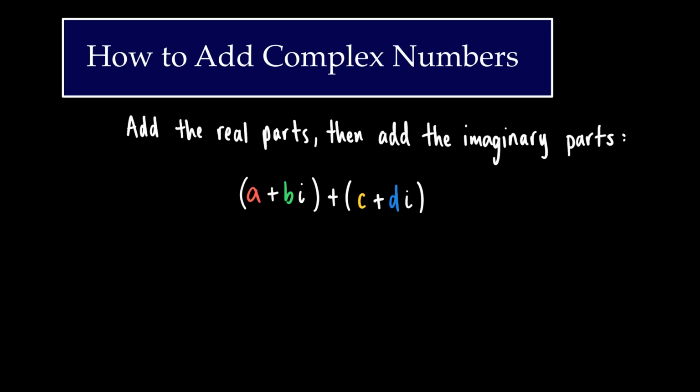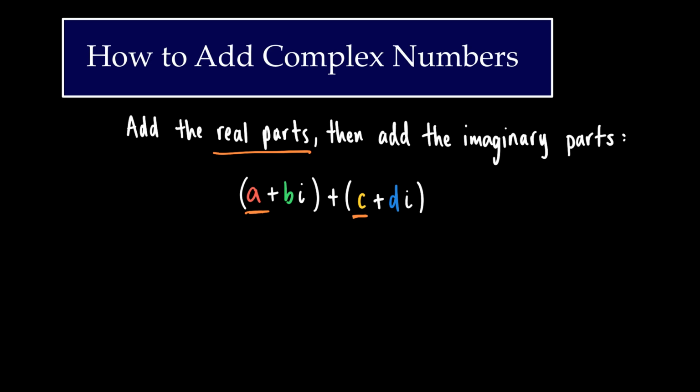Okay, so I'm going to take the real parts. So the real parts here, I'm going to color code in orange. That's orange. A is a real number and C is a real number. Okay. I know that B and D are real numbers, but they're multiplying the imaginary number. So I consider the BI and the DI the imaginary part.